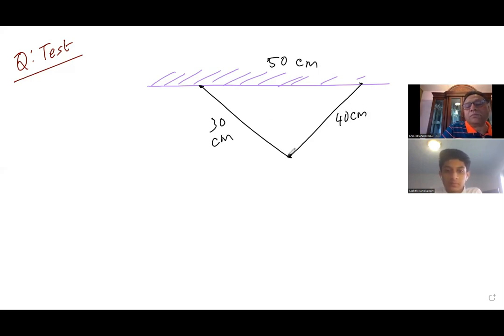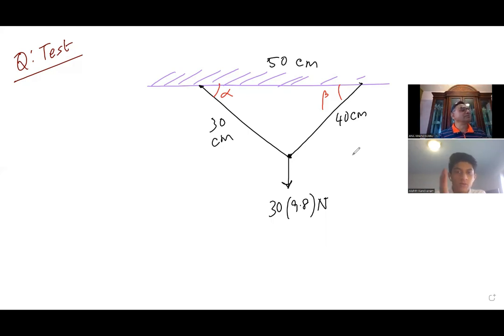And we have some body here whose weight is 30 into 9.8 newtons. You have to find the angles. So that is the question. You have to find the angles. So how will you solve this?